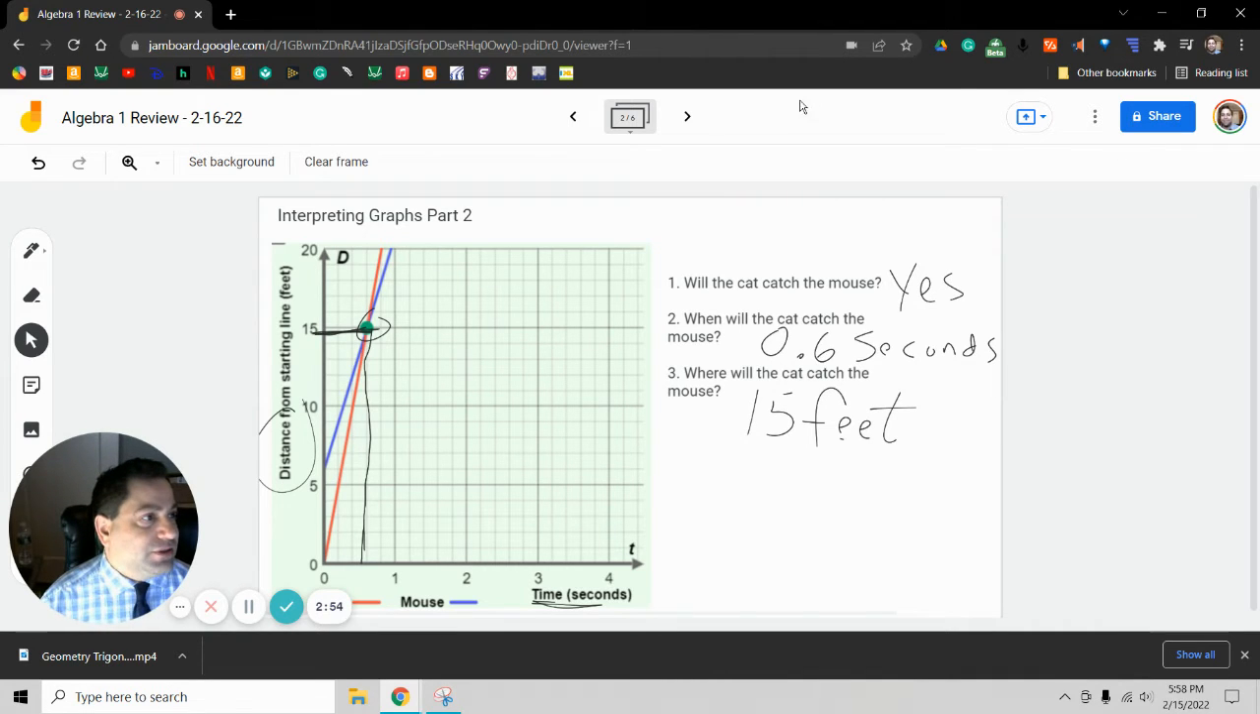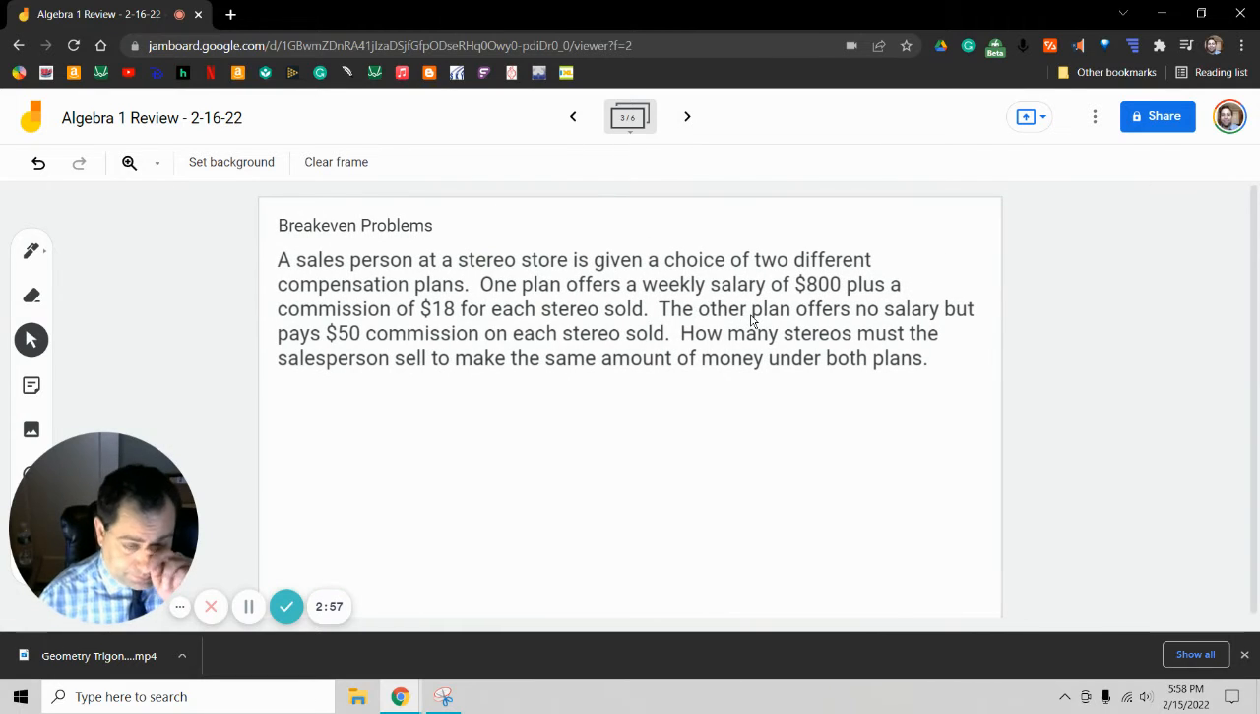All right, let's take a look at another example. This is a break-even question. So it says here, a salesperson at a stereo store is given the choice of 2 different compensation plans. One plan offers a weekly salary of $800 plus a commission of $18 for each stereo sold. The other plan has no salary but pays $50 commission on each stereo sold. How many stereos must the salesperson sell to make the same amount of money for both plans? So the same is the key. That's what makes this a break-even problem.